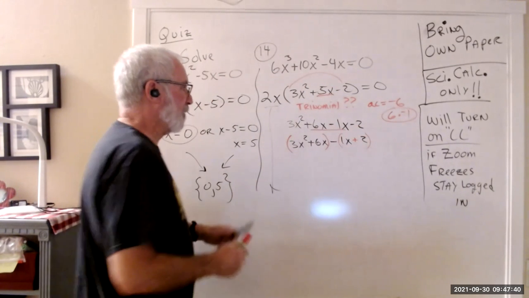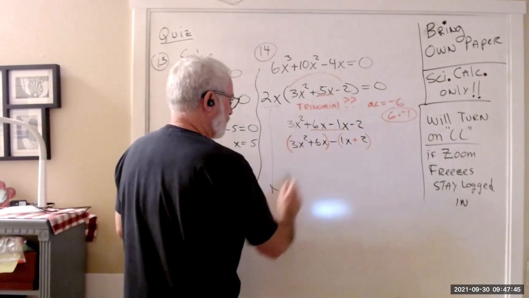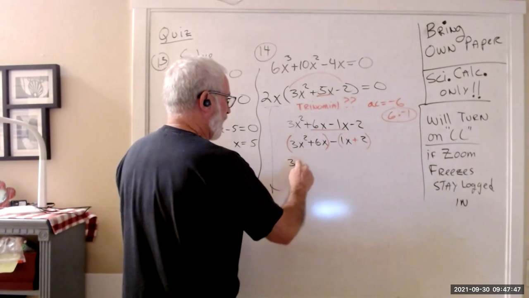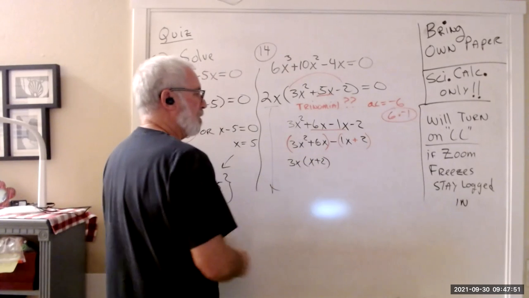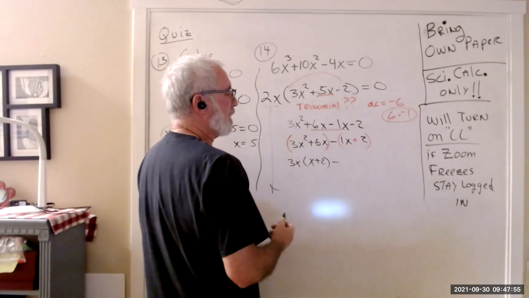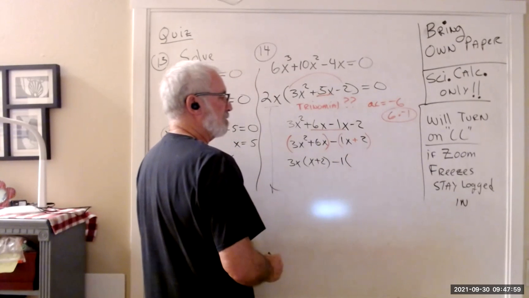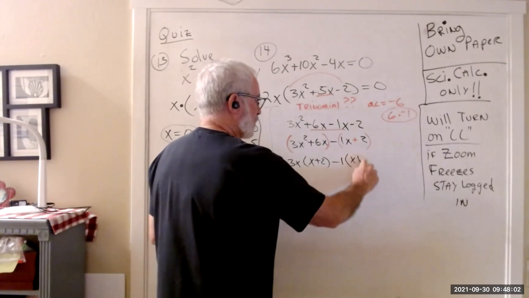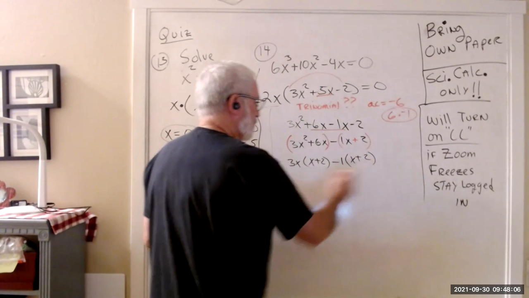So now we factor. This one we can take out a 3 and an x out of, leaving x plus 2, minus, okay, we talked about this last night. When you can't take anything out, you can always take a 1 out, leaving x plus 2. You factored a 1 out. These two are the same.